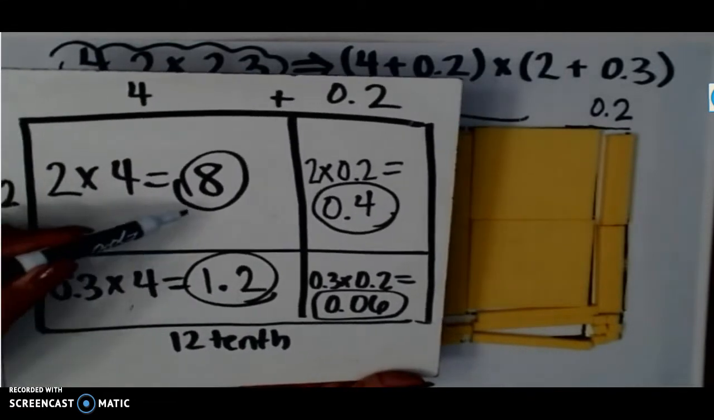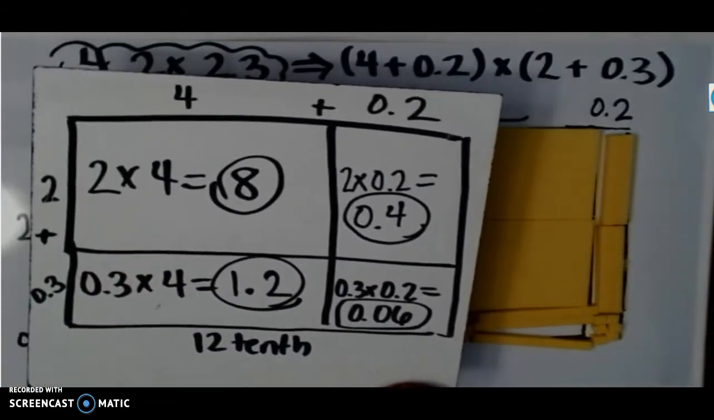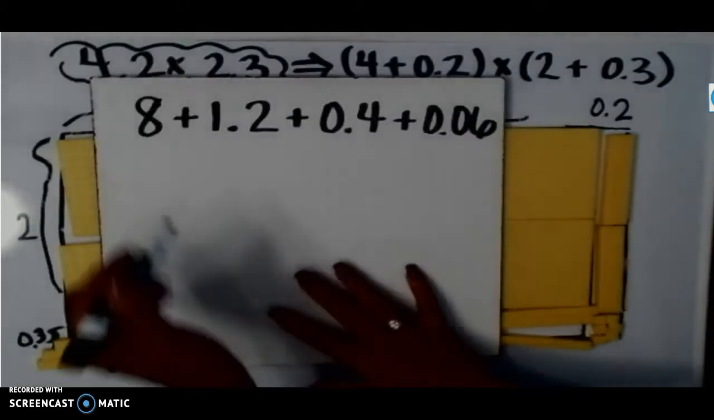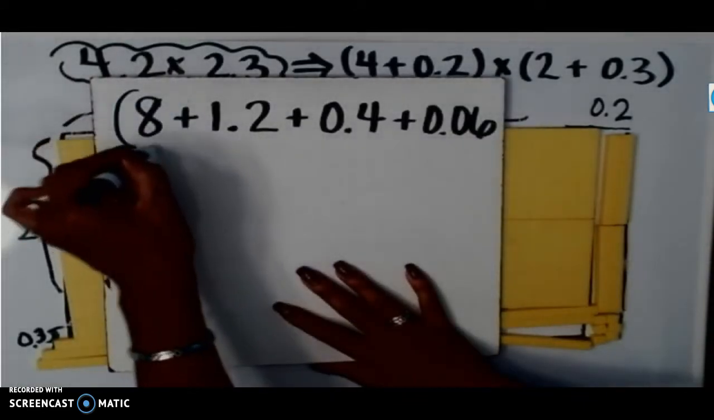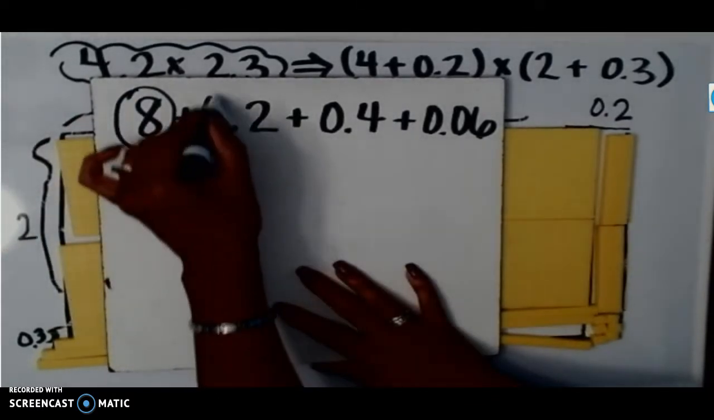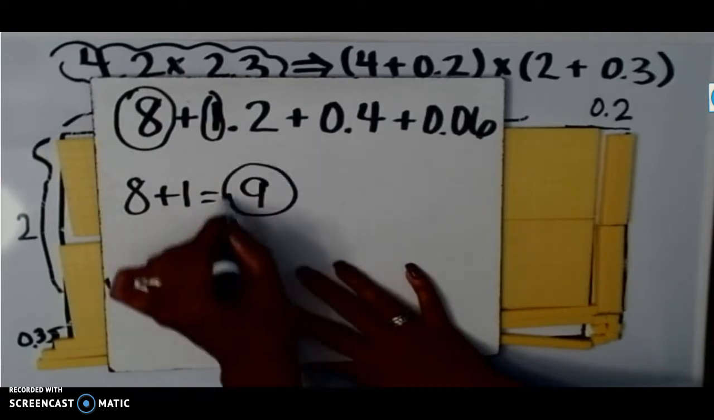I'm going to take all of my products and add them together, and I should get the same answer. Let's see. To add these up, I'm going to go ahead and add all of my whole numbers. So that's really 8 wholes plus another whole I have here. So that's 8 plus 1 equals a total of 9 wholes.